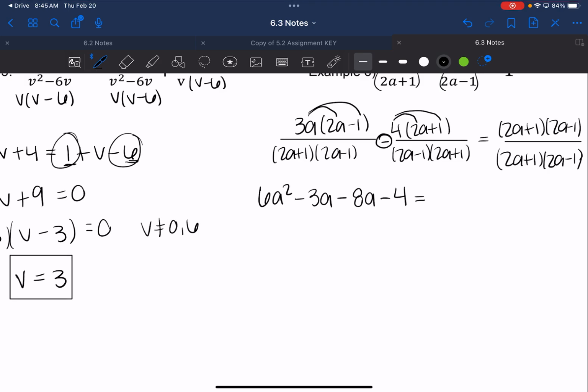Then I would have to FOIL out that 2a plus 1, 2a minus 1. So what do we get when we multiply that together? Right, 4a squared minus 1. All right, and now that we've got those common denominators, we don't care about the denominator anymore. This is all we're worried about. So I would need to move everything to one side, right? So I subtract 4a squared from 6a squared, and I get 2a squared. I've got negative 3a and negative 8a, which would be negative 11a. Then I have this negative 4, and I'll be adding 1. So I'll have negative 3.